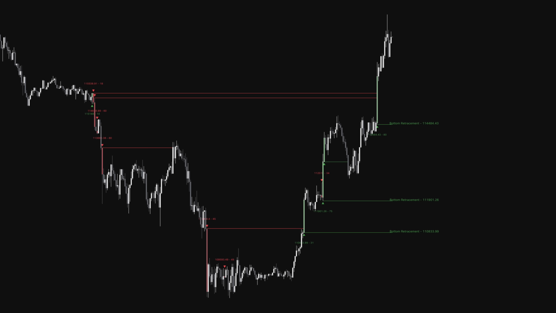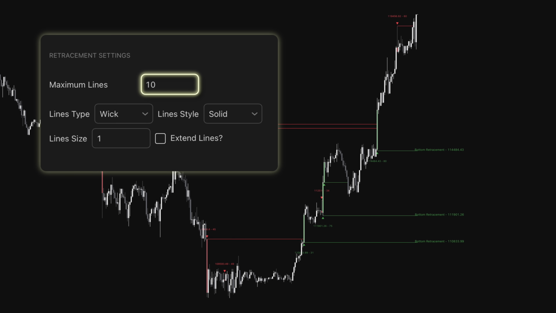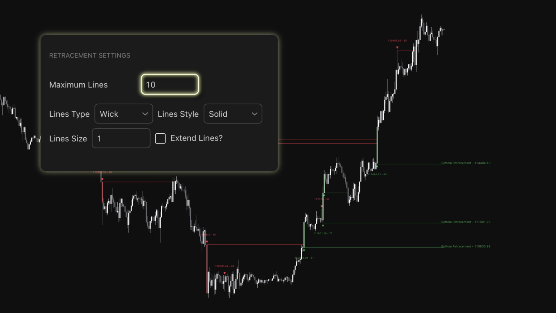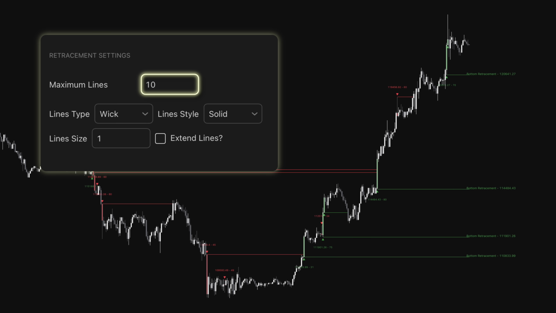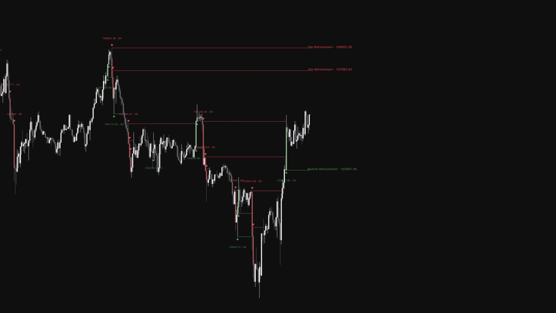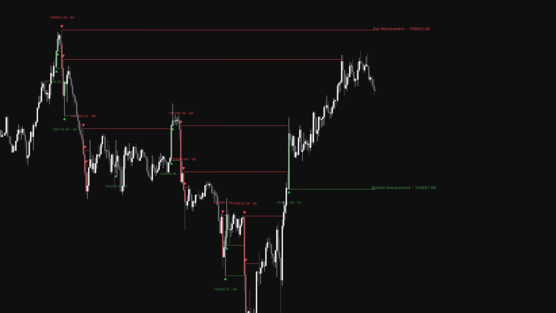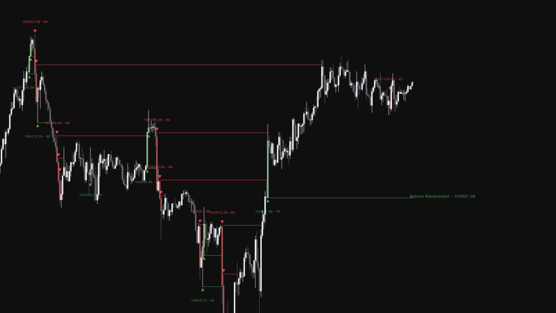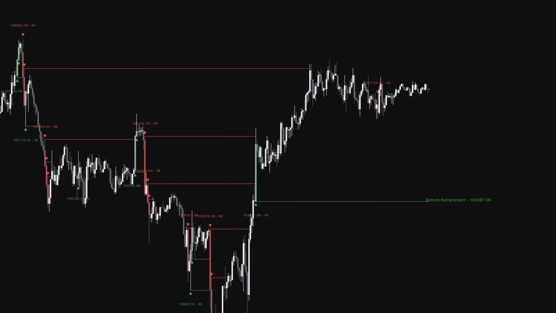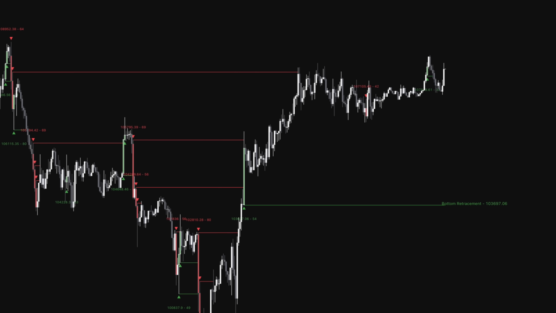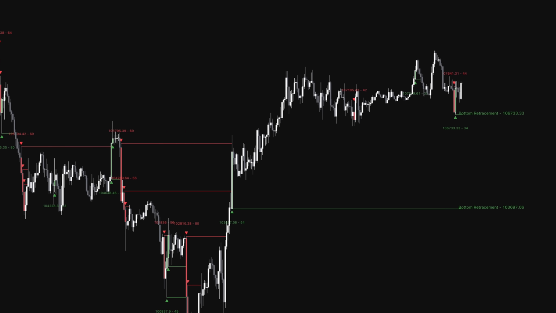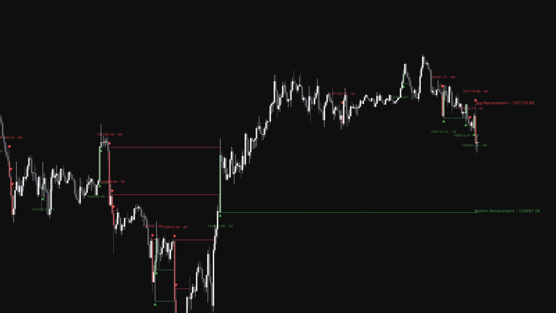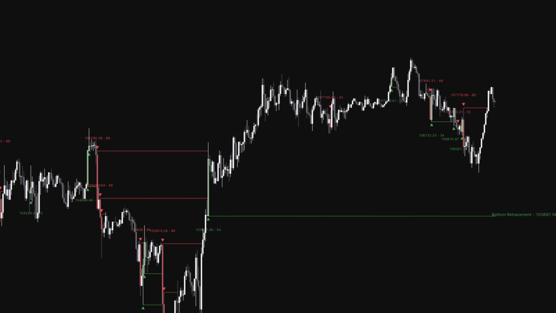The indicator maintains up to a configurable number of historical lines, default 10, automatically removing the oldest when new spikes occur. Labels display exact price values and bar count since formation, quantifying how long each level has remained untested. Line management tracks whether price has crossed each level. Once breached, labels disappear and the line either extends forward, if enabled, or stops updating, visually communicating which zones remain active versus invalidated.